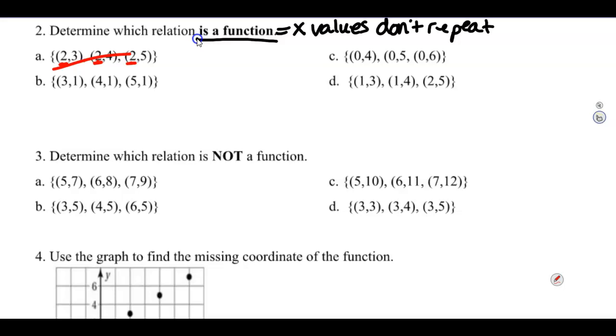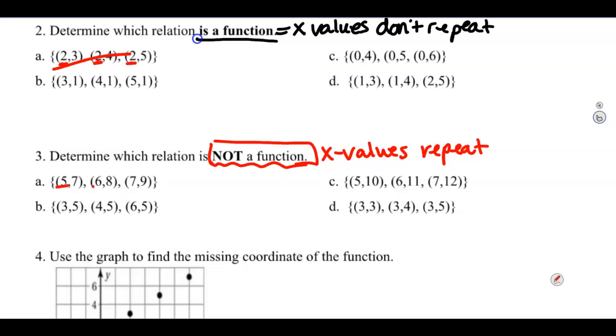Number 3. This one's asking a different question. It says, which one's not a function? Remember, when it's not a function, the x values actually do repeat. So you're just looking for one here when you go through the x's. We're only looking at x's. You want ones that repeat, the x values that are the same.